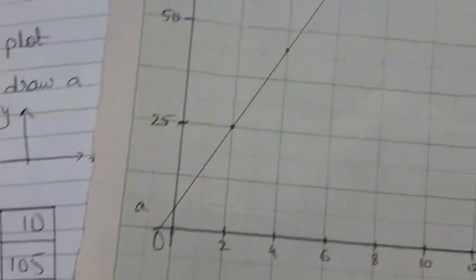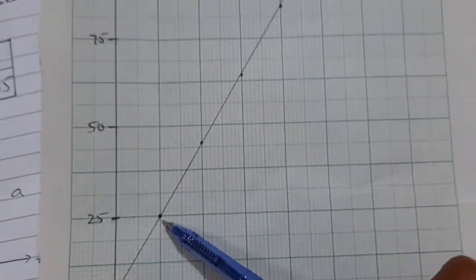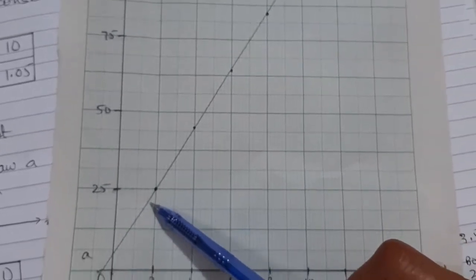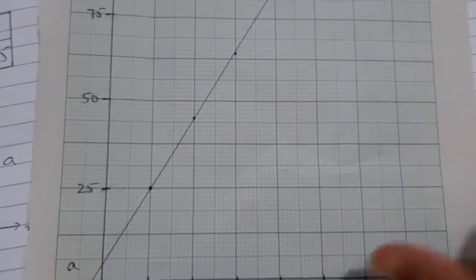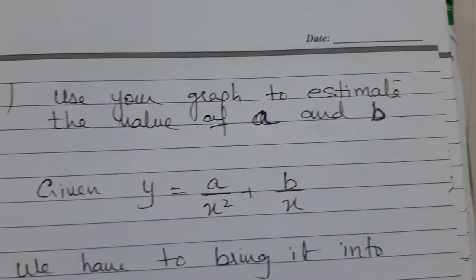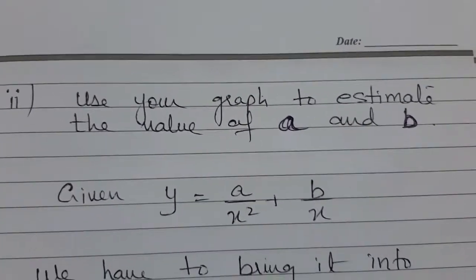And again, an important thing, I will not plot just till here, rather I will show the intercept here because I need this value. Okay, so now the first part of the question is saying use your graph to find the values of a and b.